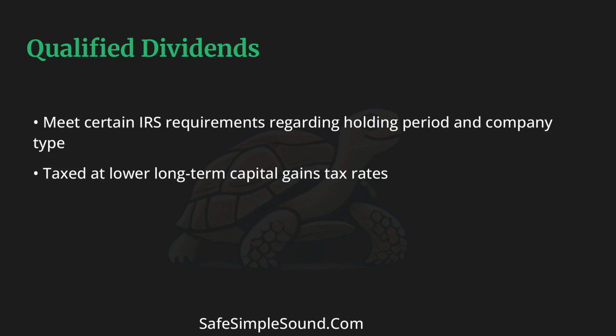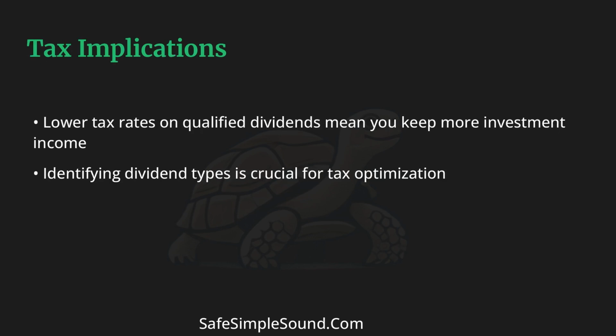Why jump through these hoops? Because qualified dividends get preferential treatment. They are taxed at the lower long-term capital gains tax rates, which are often significantly lower than regular income tax rates for most people. Imagine getting two types of bonus checks from work. One is treated just like your regular pay and taxed accordingly. The other gets a special lower tax rate applied. That's kind of like the difference between ordinary dividends and qualified dividends. Identifying which is which can make a real difference to your bottom line. This is exactly why identifying whether your dividends are qualified is so important. Lower tax rates mean you keep more of that investment income.